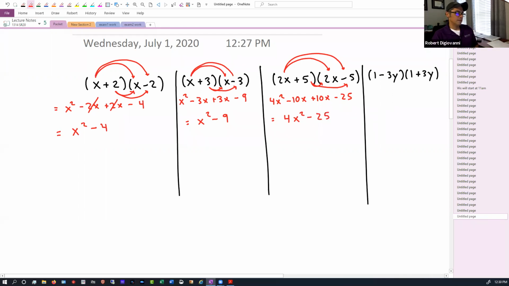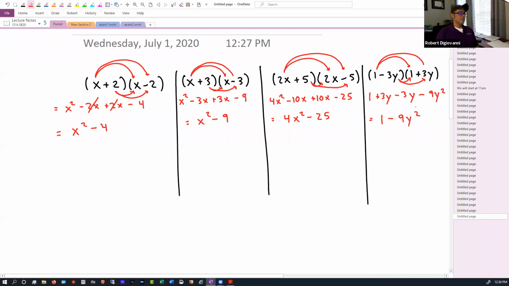All right, last one. 1 times 1 is 1. 1 times 3y is 3y. -3y times 1 is -3y. And lastly, -3y times 3y is -9y squared. The middle terms cancel out, the 3 y's, and I'm left with this.